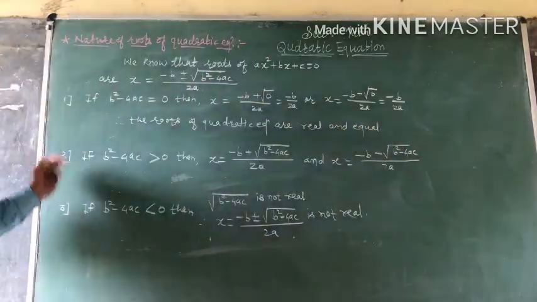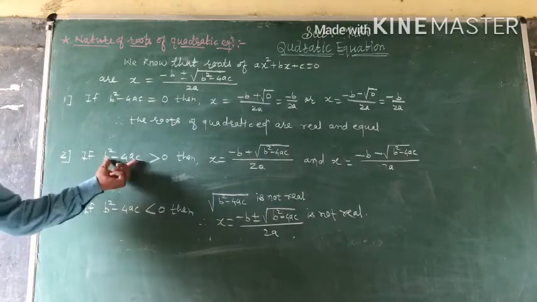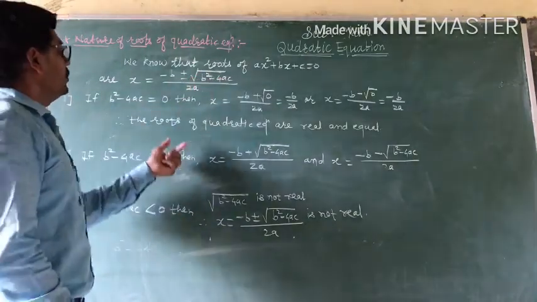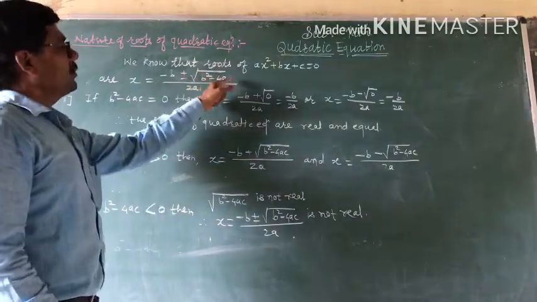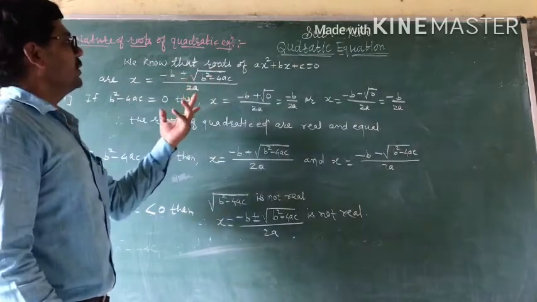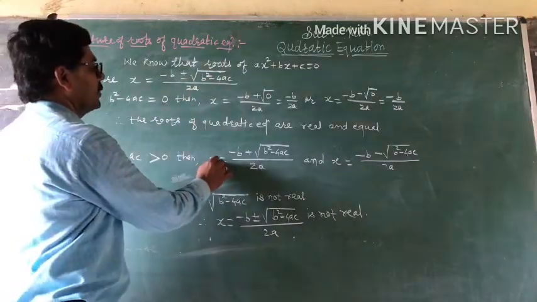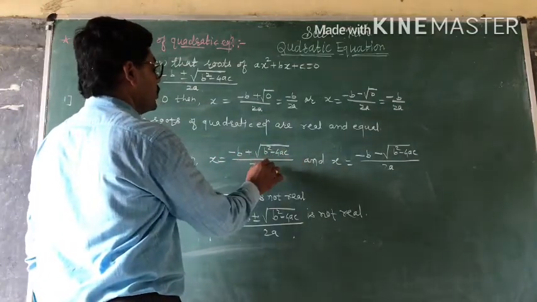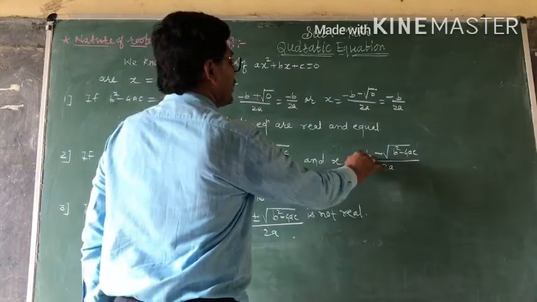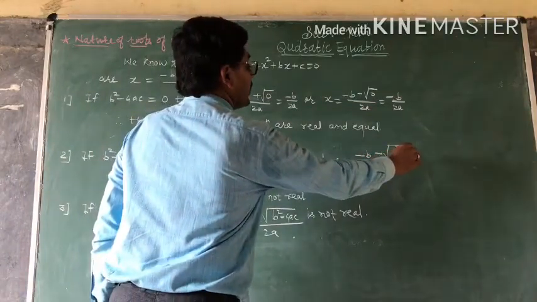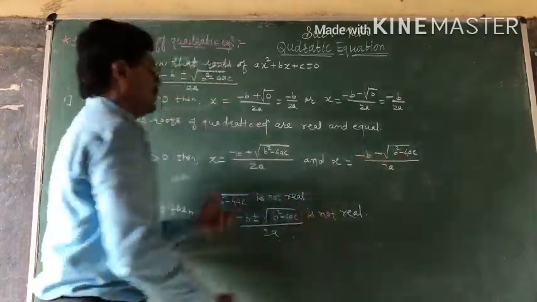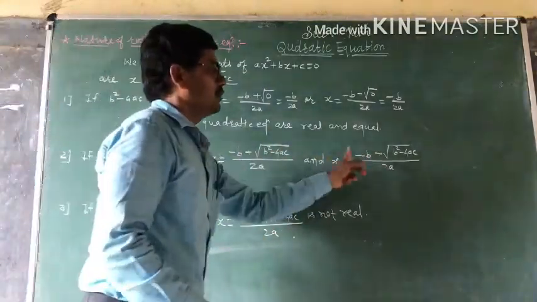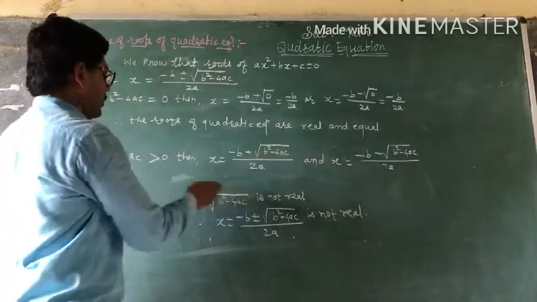Now, in the second condition, if this value is greater than 0, then √(b² - 4ac) is always greater than 0. The first root is (-b + √(b² - 4ac))/2a, and the second root is (-b - √(b² - 4ac))/2a. These are two separate, different values, and they are real values.